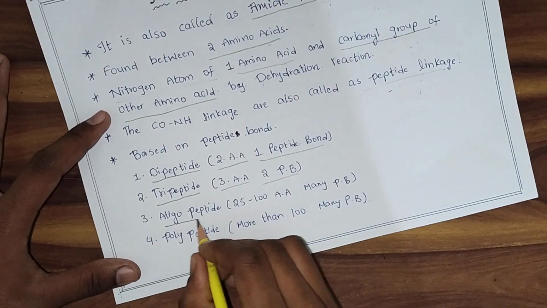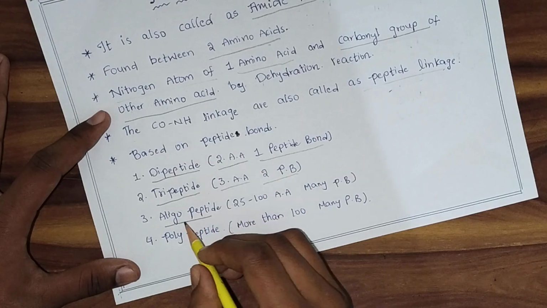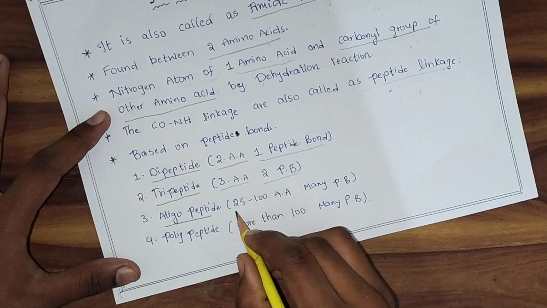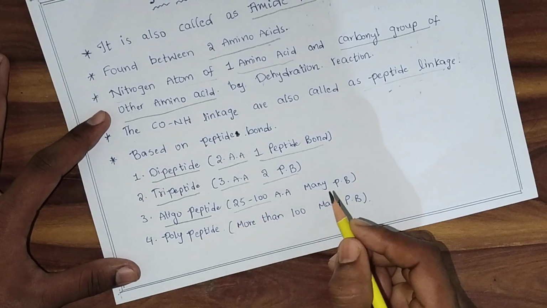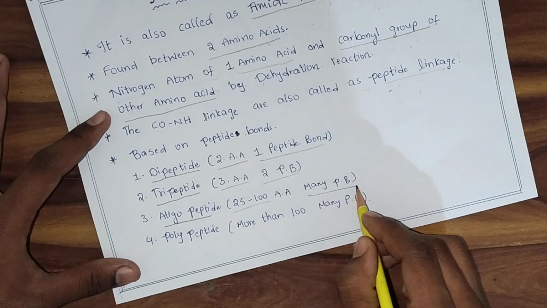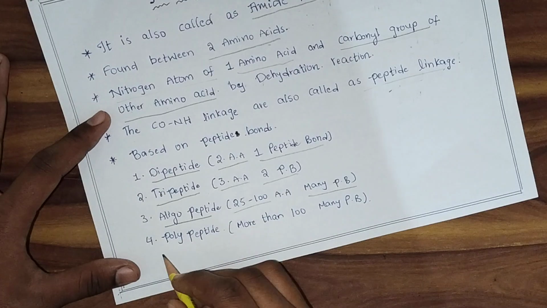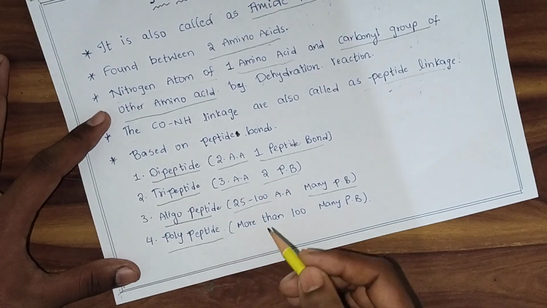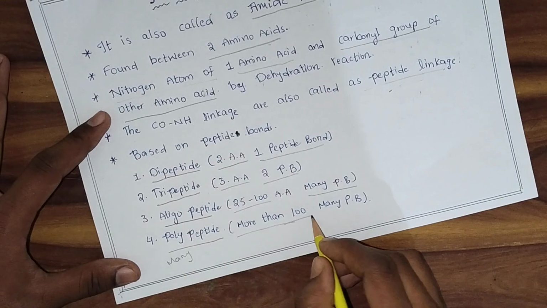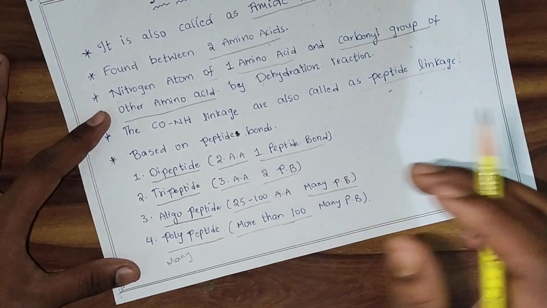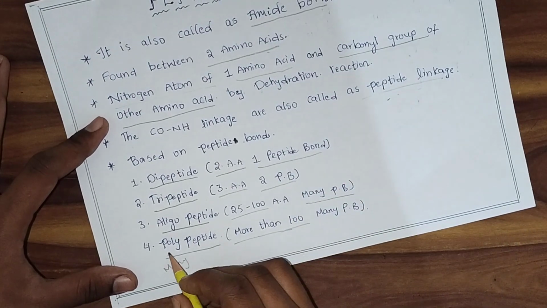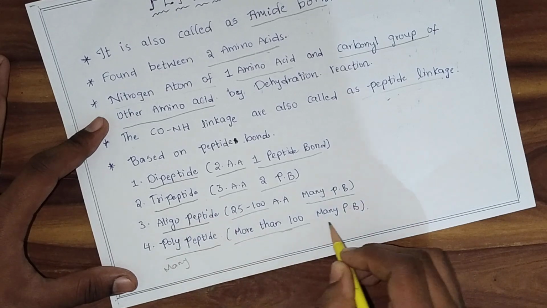Then the third one is oligopeptide. The oligopeptide is present between 25 amino acids to 100 amino acids. It forms many peptide bonds. And the fourth one is polypeptide. Poly means many, so more than 100 amino acids. The bond which is formed between more than 100 amino acids is said to be a polypeptide.